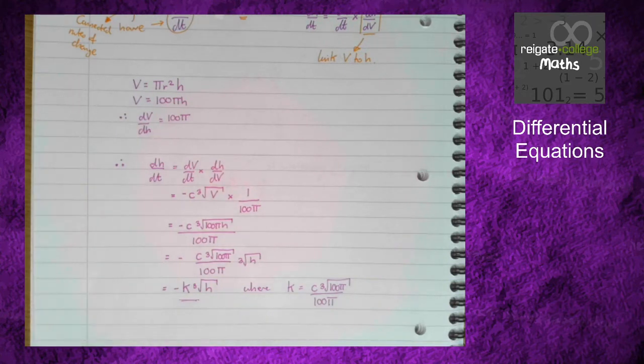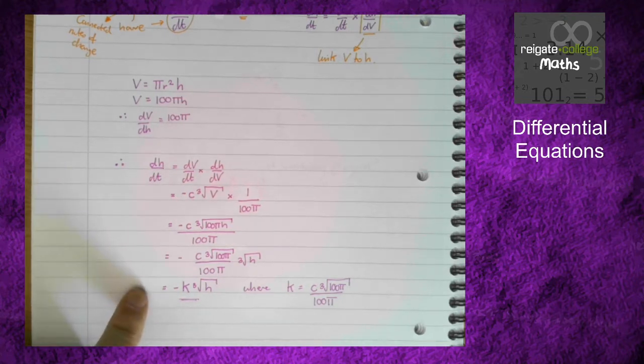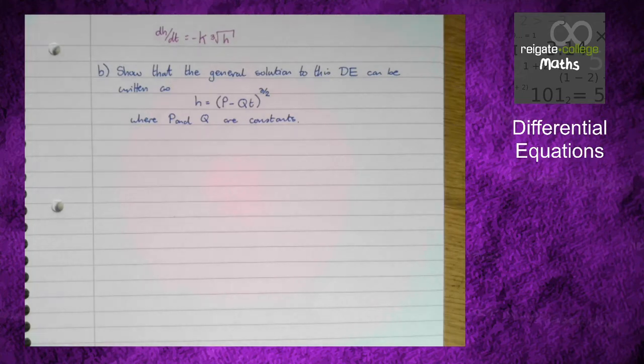And that's the thing with this question and questions of this type: the first step is to show that, which means if you can't do this, you can still do later parts of the question. So here's our part B. Show that the general solution to this differential equation can be written as h equals (p minus qt) to the 3 over 2, where p and q are constants.